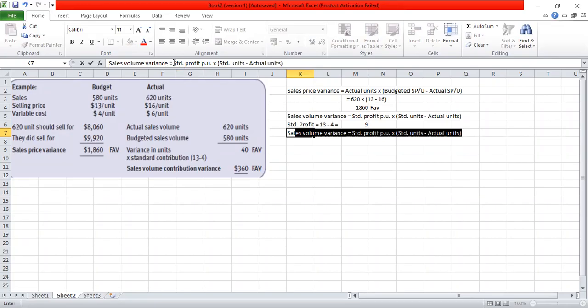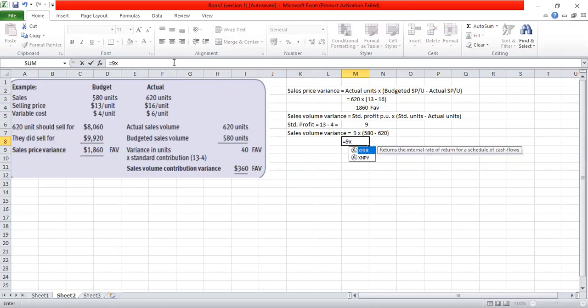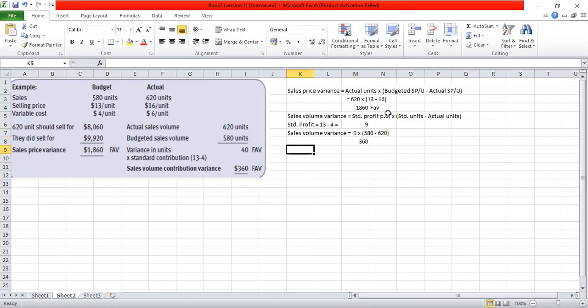So sales volume variance is equal to 9 into 580 minus 620. They actually sold more number of units than what they have decided. So it is equal to 9 into the difference, 620 minus 580. So 360, and 360 is a favorable variance. So that is how we calculate. That is sales price variance.